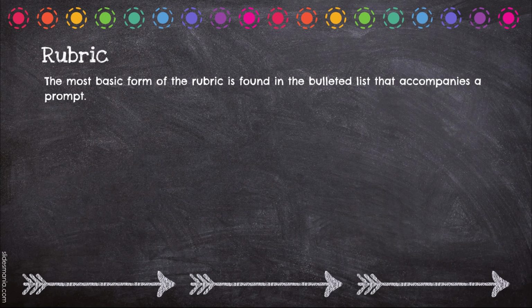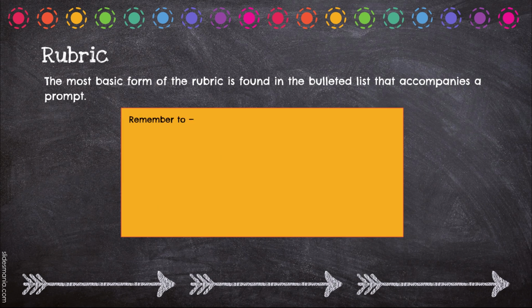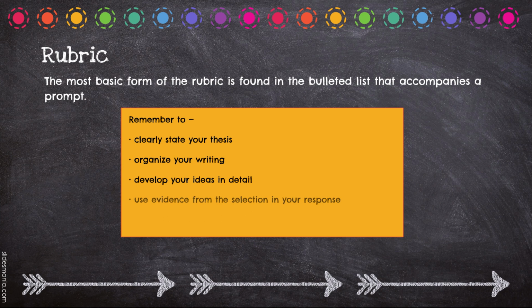Now, the most basic form of a rubric you can find in your test is the bulleted list that goes with your prompt. It tells you to remember to state your thesis clearly, organize your writing, develop your ideas in detail, use evidence from the selection in your response, and edit your writing for spelling, capitalization, punctuation, and grammar. Once again, that's thesis, organization, development of ideas, support, and conventions, meaning grammar, punctuation, capitalization, and spelling.